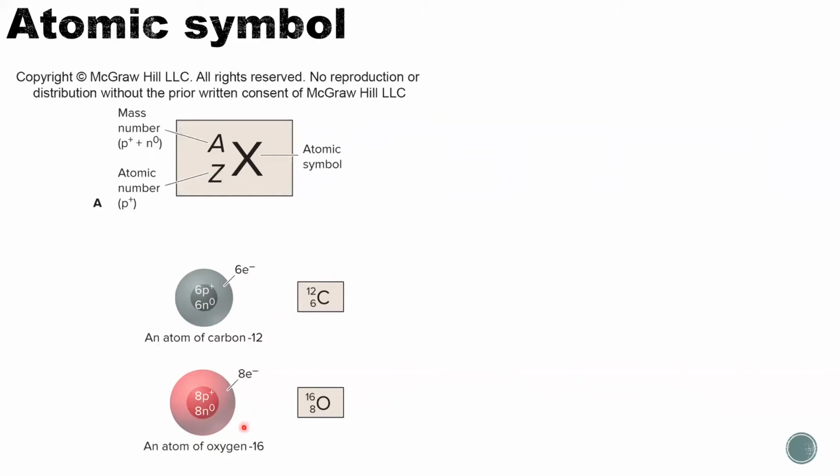Here's another example, oxygen. From the 8 protons, we identify the symbol of the atom as oxygen, the O, and then put 8 in the lower left corner to represent the 8 protons, and 16 on the left top corner to represent the total mass. 8 plus 8 equals 16.